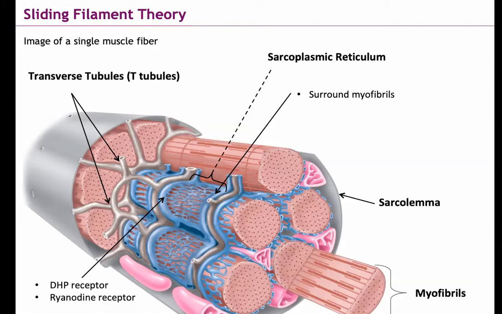So you see right here, there's myofibrils. And this here is a sarcomere. These are individual sarcomeres. And then the calcium is going to attach to the troponin C and shift tropomyosin. So yeah, that's how it works.